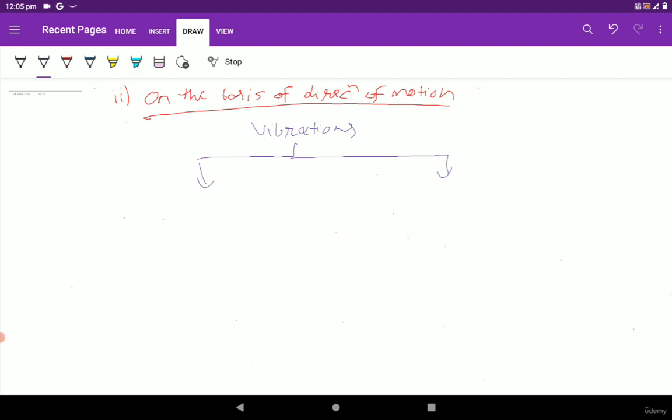The first one is longitudinal vibration. The second type is transverse vibration. And the third type is torsional vibration. So let's study all these three cases one by one.